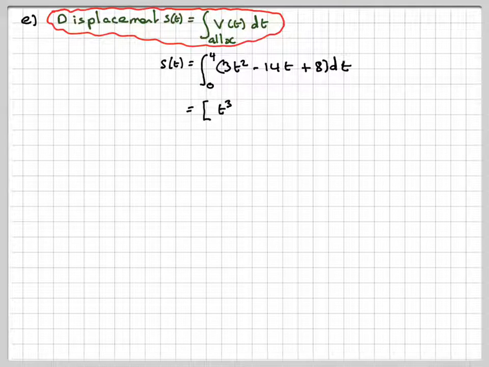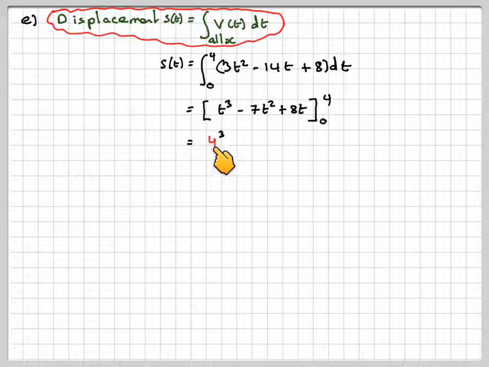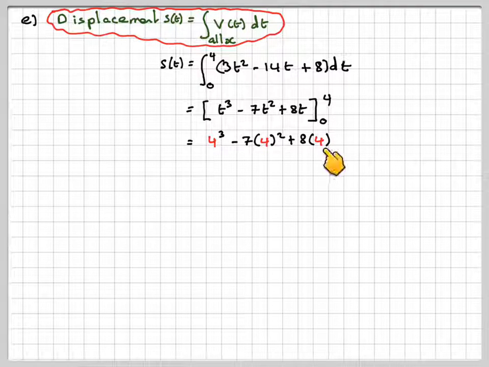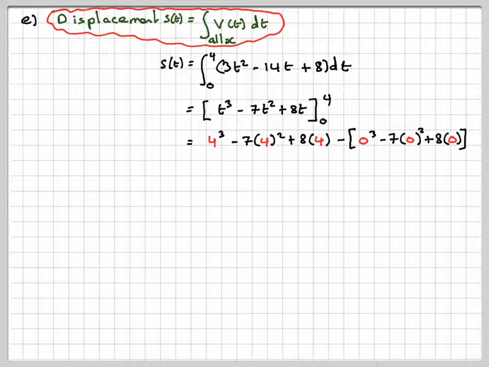Alright, you don't need to worry where it goes above or below the axis, just integrate it over the full range. So it would be t cubed minus 7t squared, that's 14t squared over 2, which is 7t squared, plus 8t. When you integrate a constant, you just add in the variable, from 0 to 4. So it gives 4 cubed minus 7 times 4 squared plus 8 times 4, minus, now these are all going to be 0, but don't always assume it's 0, minus 7 times 0 squared plus 0.